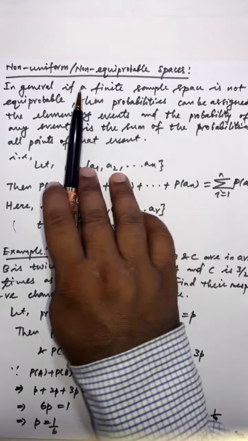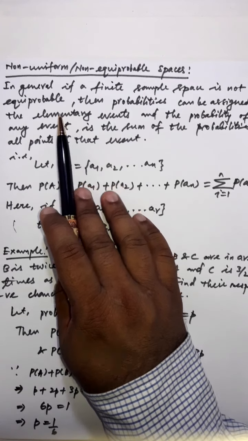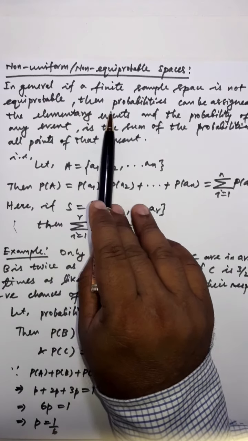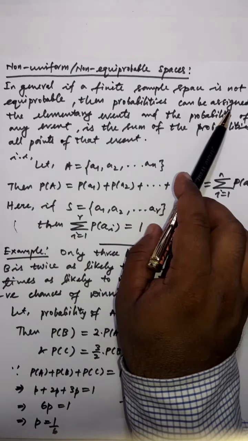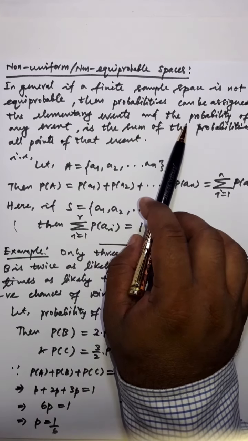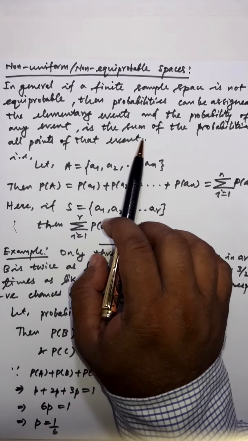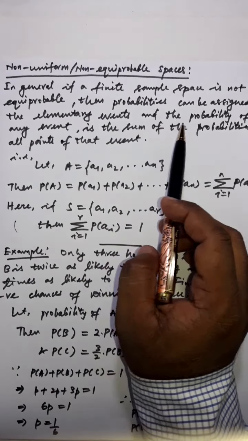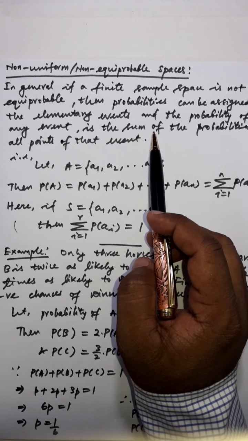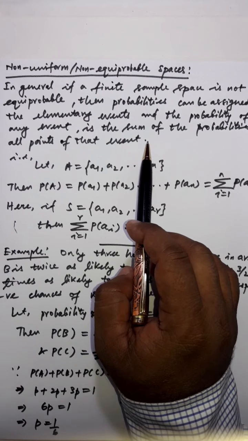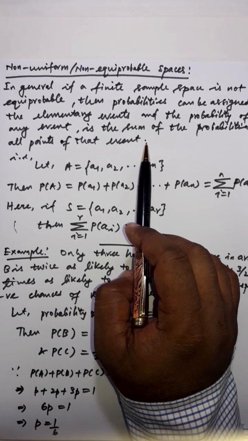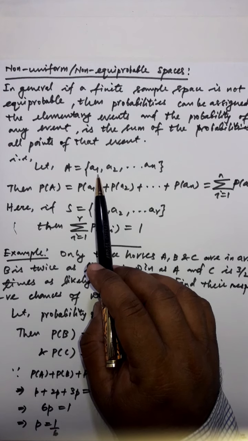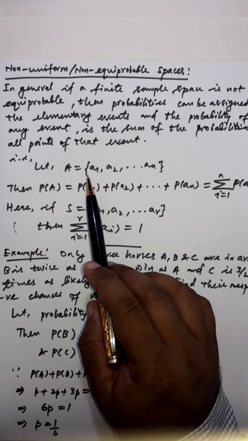So in this case, how to find the probabilities? In general, if a finite sample space is not equiprobable, then the probability can be assigned to the elementary events, and the probability of any event is the sum of the probabilities of all the points of that event. If you want to calculate the probability of an event, then we can add all the probabilities of the individual elements of that event.